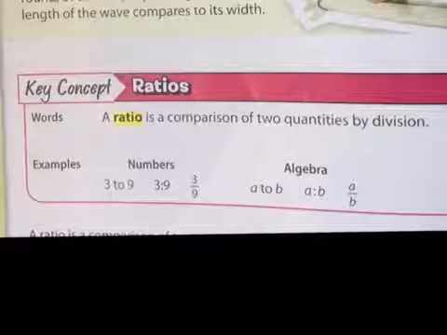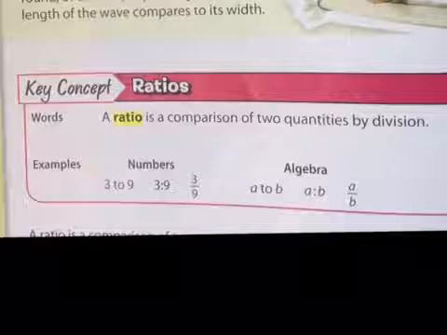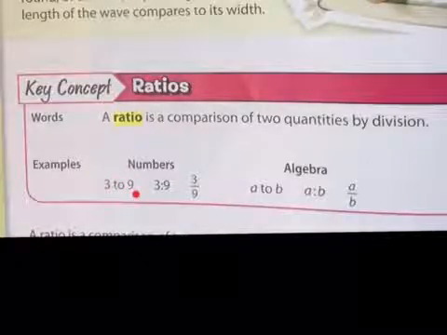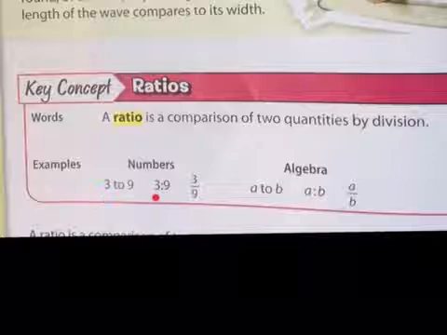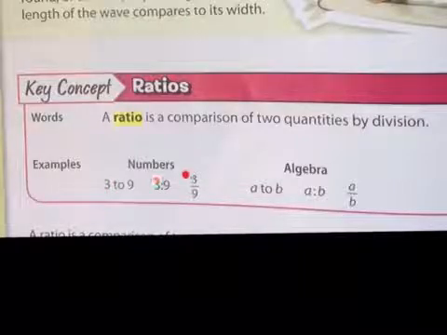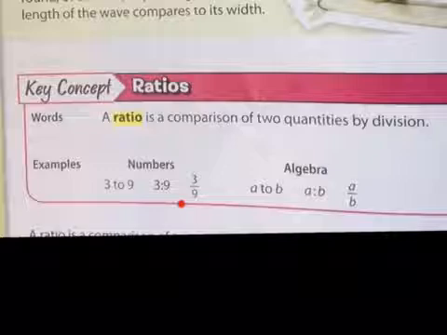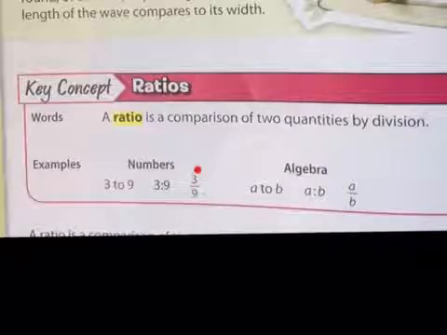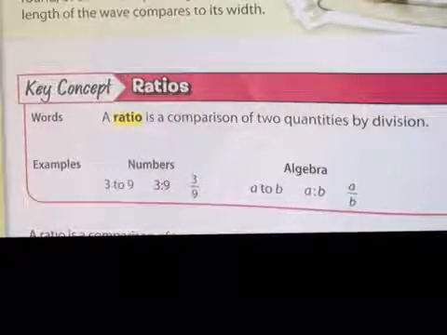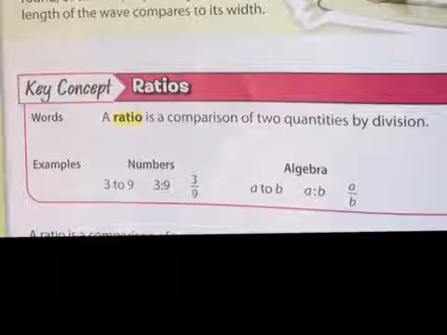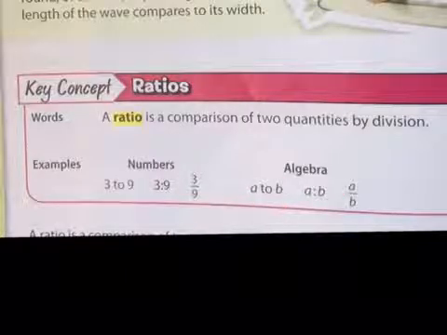But a ratio is often written like this, 3 to 9. We could say, for example, we have 3 boys to 9 girls in the classroom, or 3 boys to 9 students, or 3 out of 9 students, or 3 over 9 students. So 1/3 of the classroom is boys. You could say it like that too. In algebra, we would use variables: a to b, or a over b.